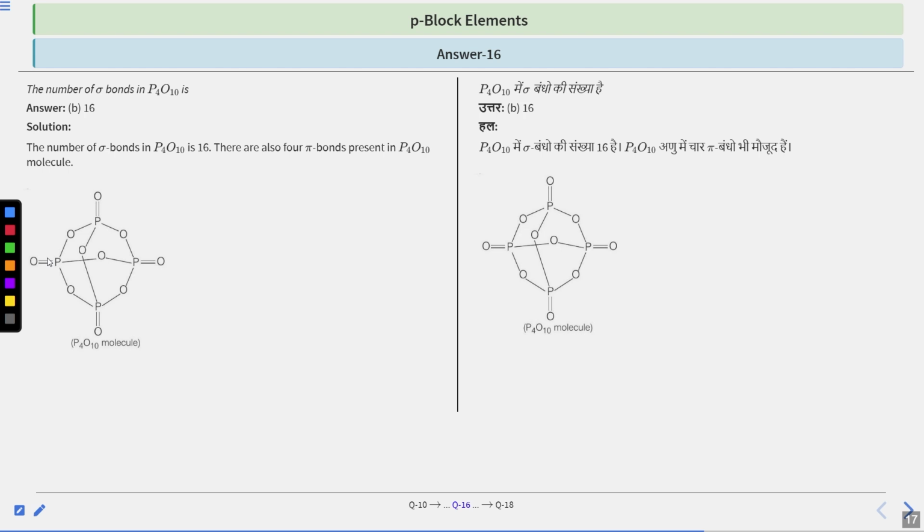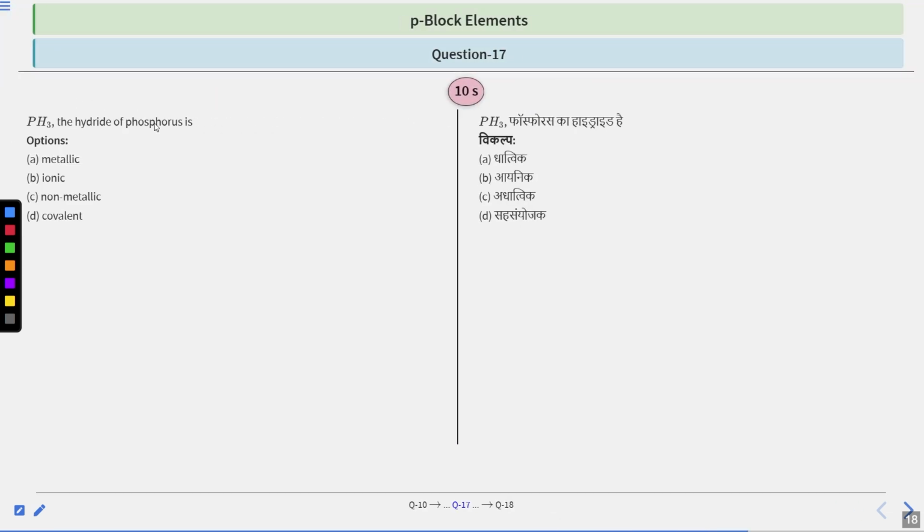Okay, let's move to the next question. Question number 17. PH3, the hydride of phosphorus, is. We have to select the correct one from the options. So PH3 is a hydride of phosphorus. The nature of this will be. Options are metallic, ionic, non-metallic, or covalent. You have 10 seconds to solve this question. After that, we will see the correct answer.